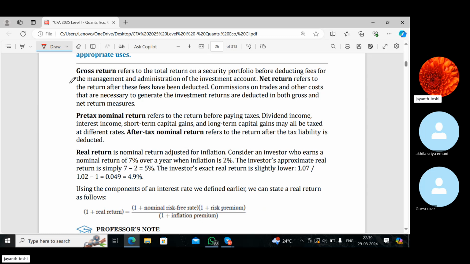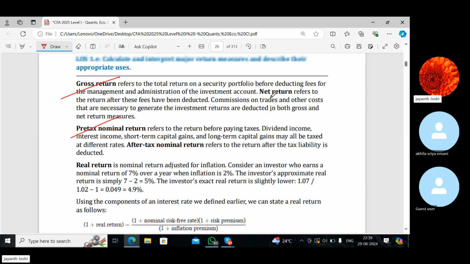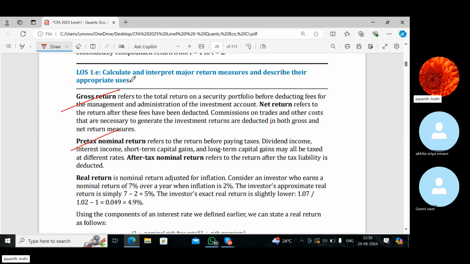See, we have already done this. They are asking you to calculate and interpret major return measures and describe their appropriate basis. Gross return is unadjusted return, from which we need to adjust a lot of expenses. Let's say I have taken a security, a mutual fund or a SIP. They are giving me gross returns of some 12%, but they are charging some fees too, management fees, administration fees for maintaining my accounts. 2% they want. So my net return is 10%.